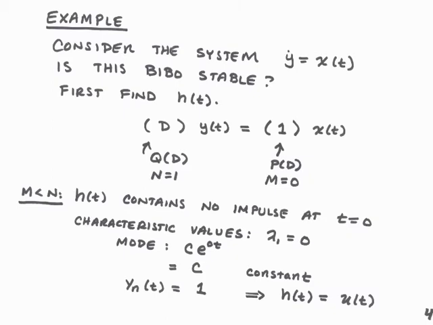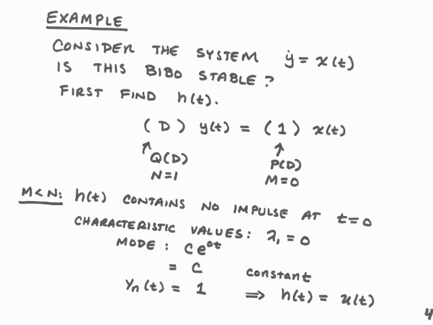Let's do a quick example. So let's consider this system y dot equals x. Is this BIBO stable? Well, our first step is to find the impulse response. So let's do that. We've got D times y of t equals x of t. So q of D is equal to D, and the order of q is 1.